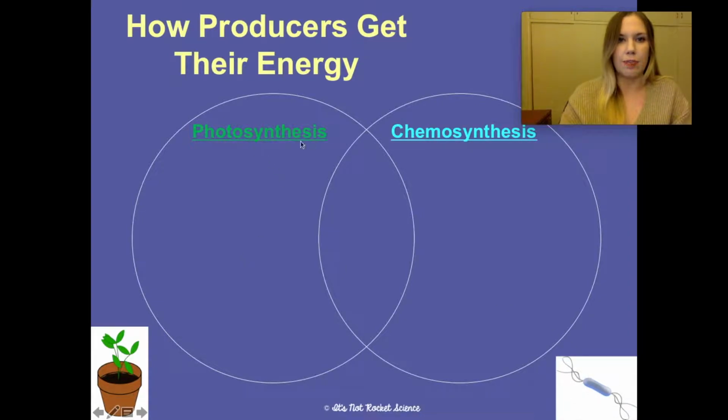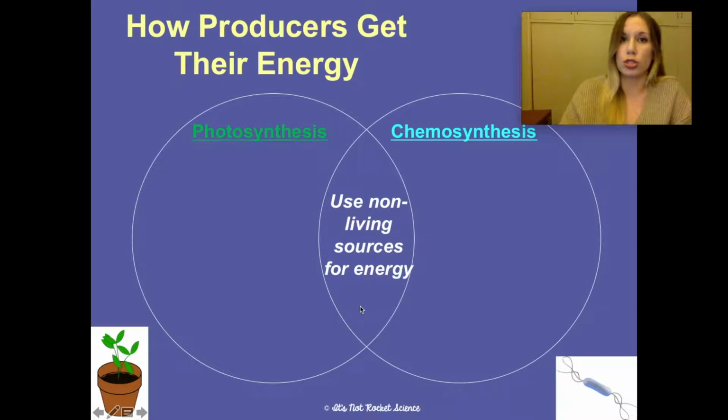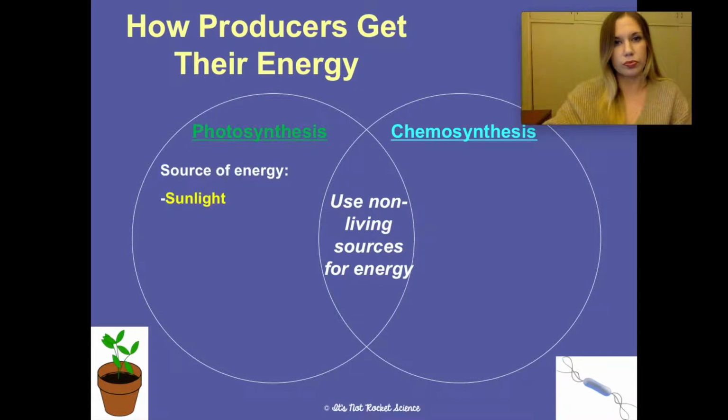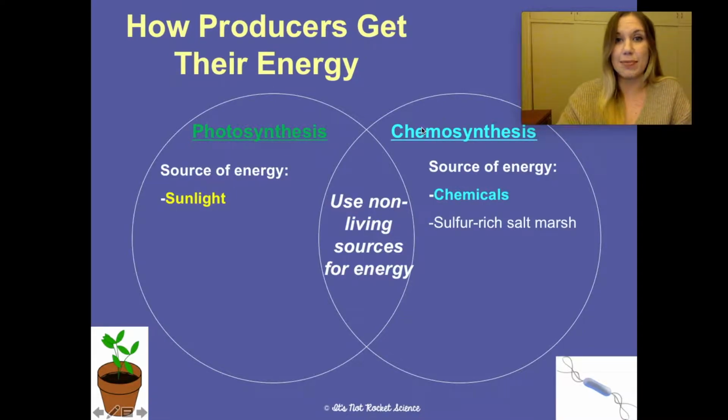One thing that these organisms have in common is that they use non-living sources for energy. They use non-living sources to make food for themselves. On the left, the source of energy for photosynthesis is sunlight. And for this process called chemosynthesis, the source of energy is going to come from chemicals. So zoom out a little bit. What are we talking about? We're talking about producers right here. Remember, they use non-living sources for energy for food, stuff that's not alive or was never alive.